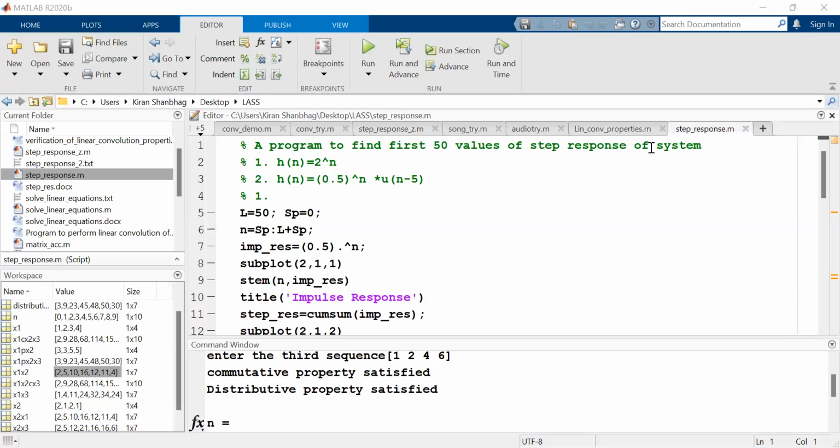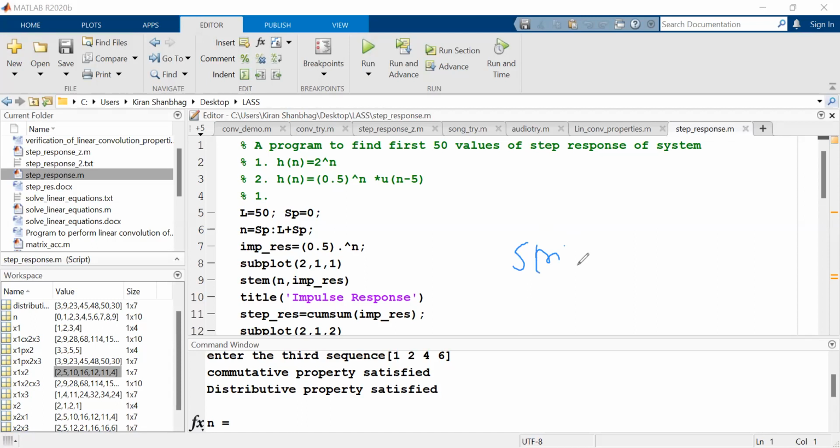Hello everyone. In this video, let us try to understand how to determine the step response of an LTI system given the impulse response. So, do we have any idea? What is this step response? The step response is usually represented by S of n, right?